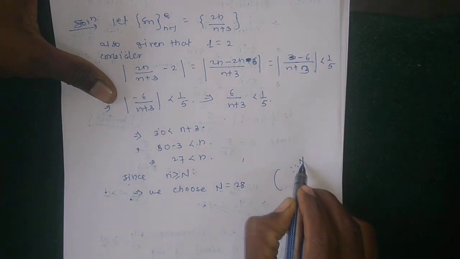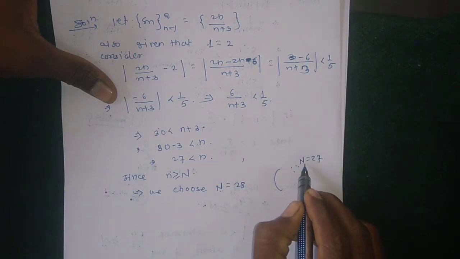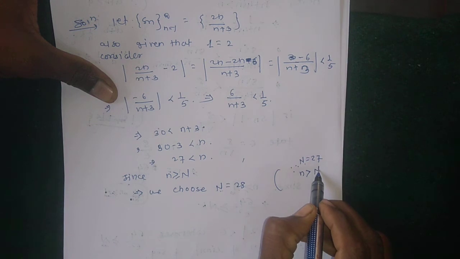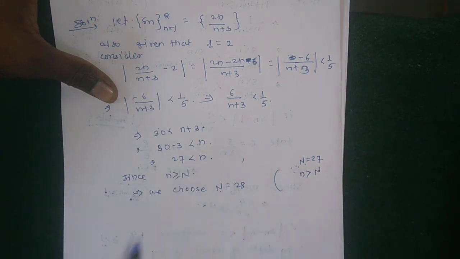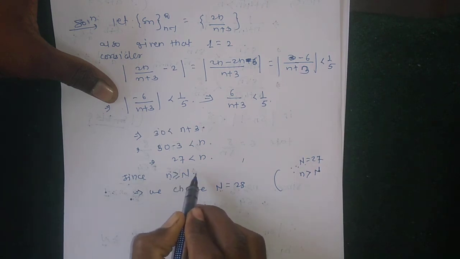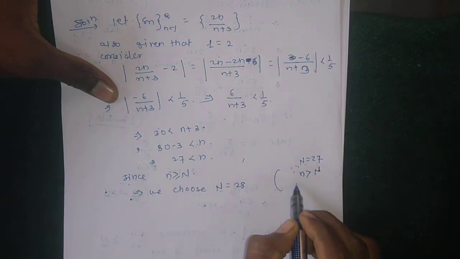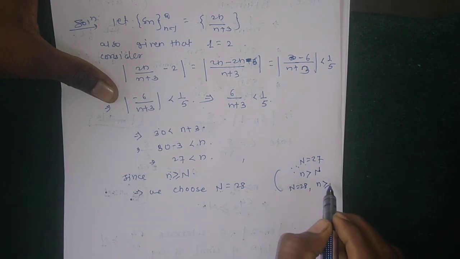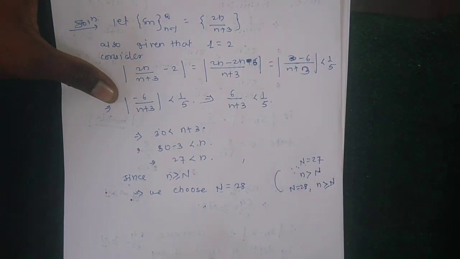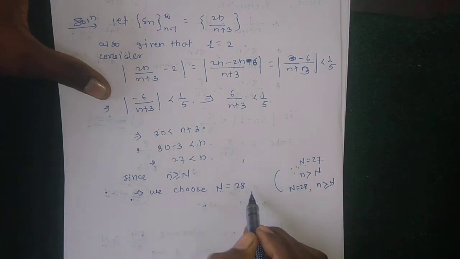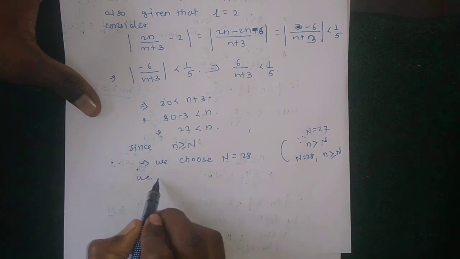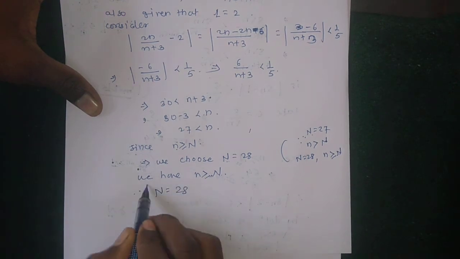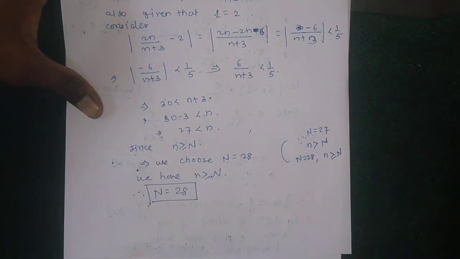Because if we choose N equal to 27, then n is strictly greater than N. Okay, but the condition here is n is greater or equal to N. So choosing the integer N to be 28, n is always greater or equal to N. Therefore we choose N equal to 28, and we have n greater or equal to N, and therefore the value of N is 28.